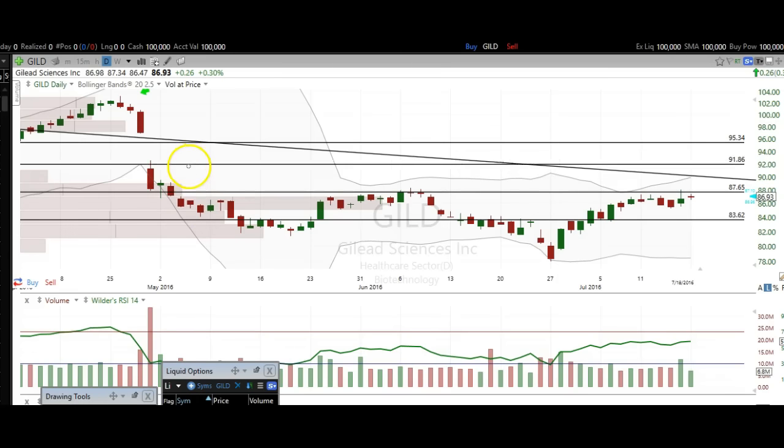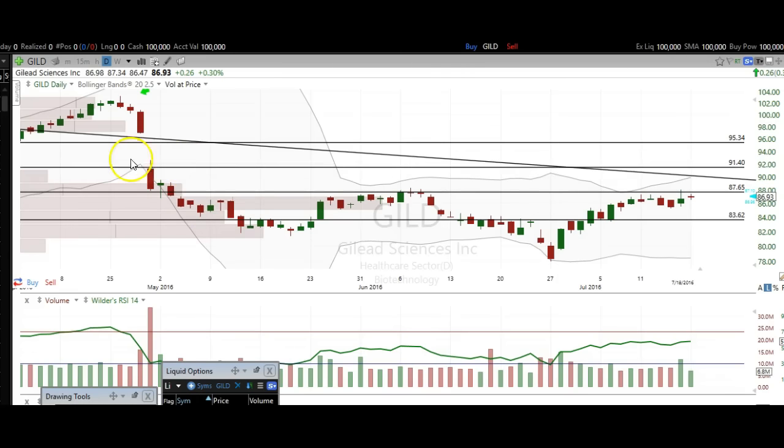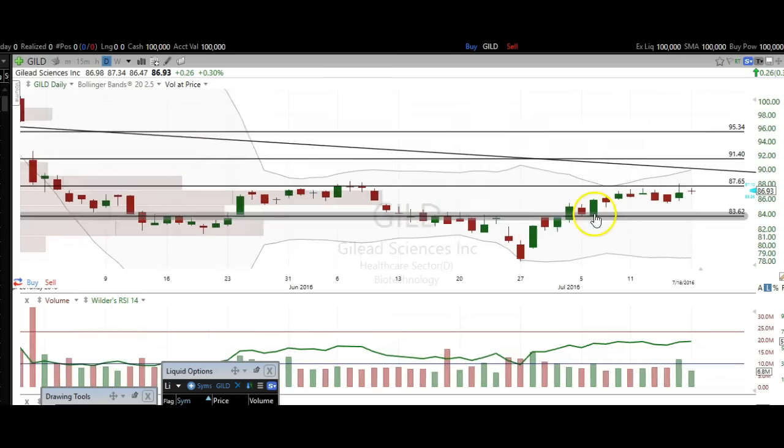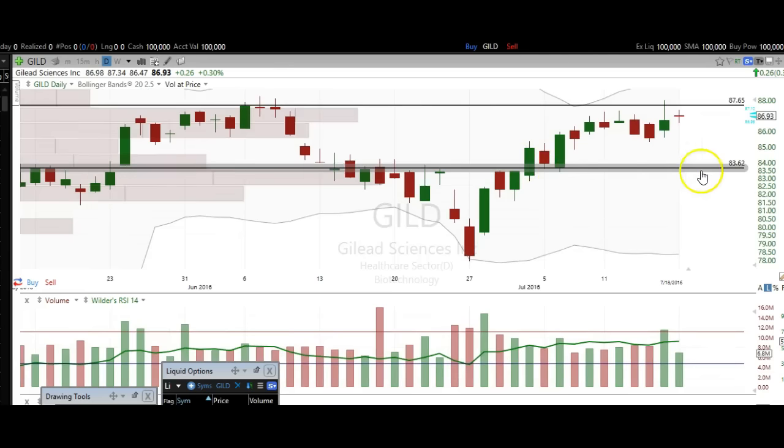And I'm going to draw the next level of resistance right around 91.50 or so, from the high and the open of this gap right here. On the downside, we have support right here at about 83.62. That's from the low of this candle, the highs of these candles, and then you can see the highs of all these candles right here. The highs or the bodies of those candles are right around that 83.62 level.